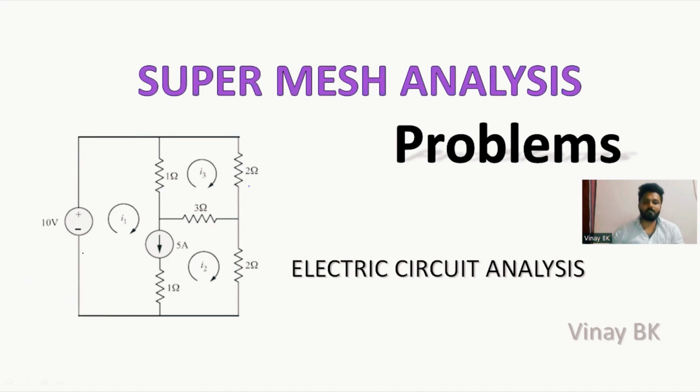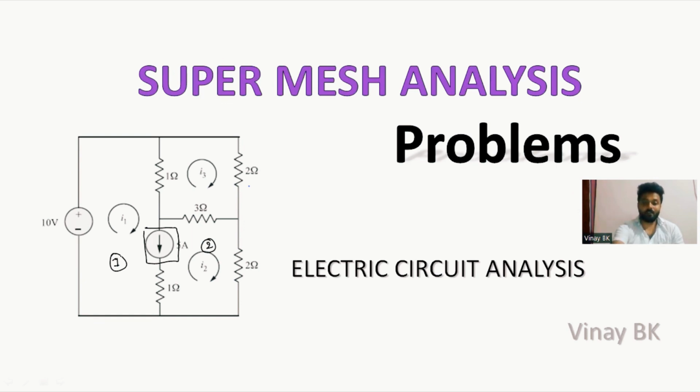So super mesh is nothing but a common current source between two loops. You can see here a common current source of 5 amperes between two loops, loop 1 and loop 2. You can also call this a mutual current source. If there is any mutual current source, then you can call that circuit a super mesh circuit. So once again, a super mesh is nothing but the common current source between two loops.